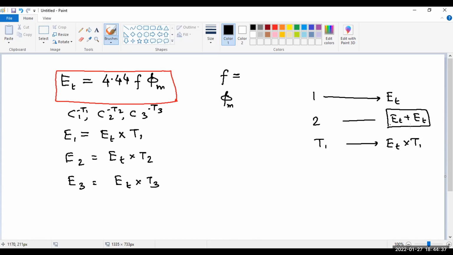can we add just like this? Because they are phasor quantity or vector quantity or sinusoidal quantity. I think you know what a phasor and a sinusoidal quantity are, and how generally we add them.